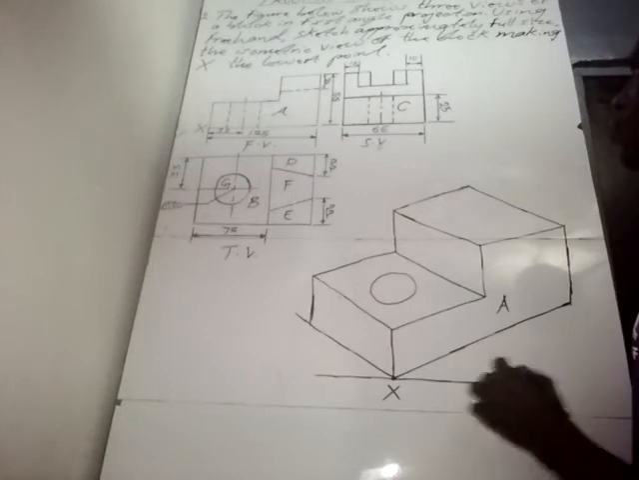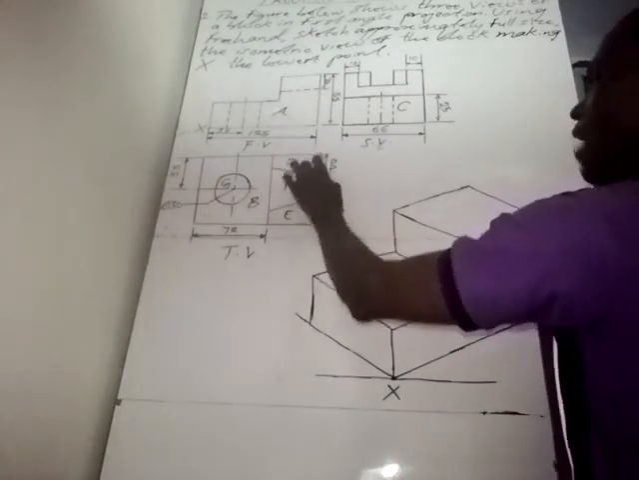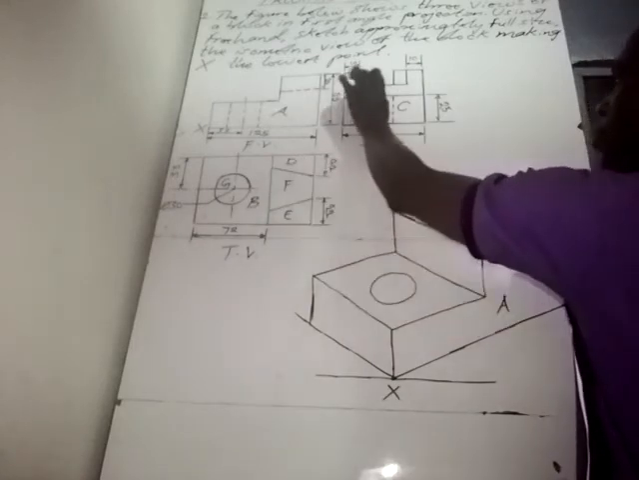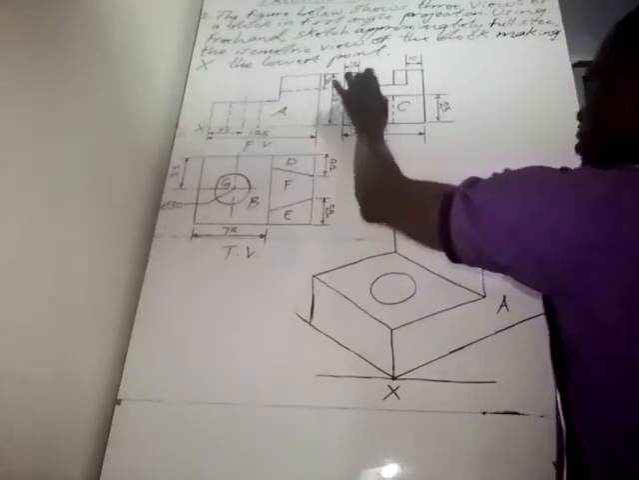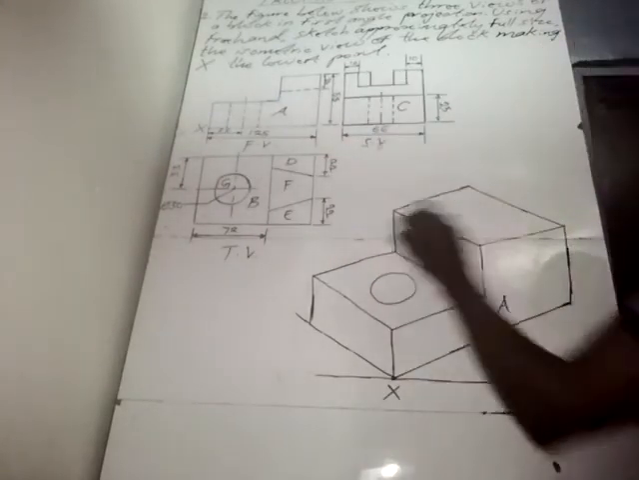Then the next thing we want to do is produce this shape that we have in the plan. This shape in the plan is what gives us this when we are looking at it in this direction. So it gives us this shape that we have in the side view. Look at the shape in the plan.